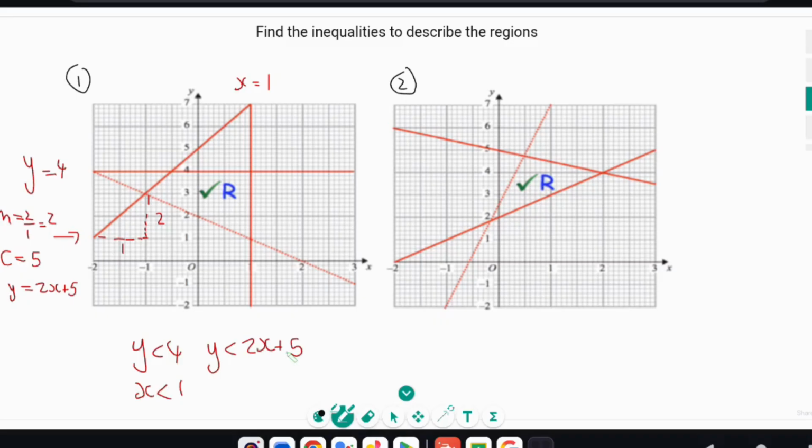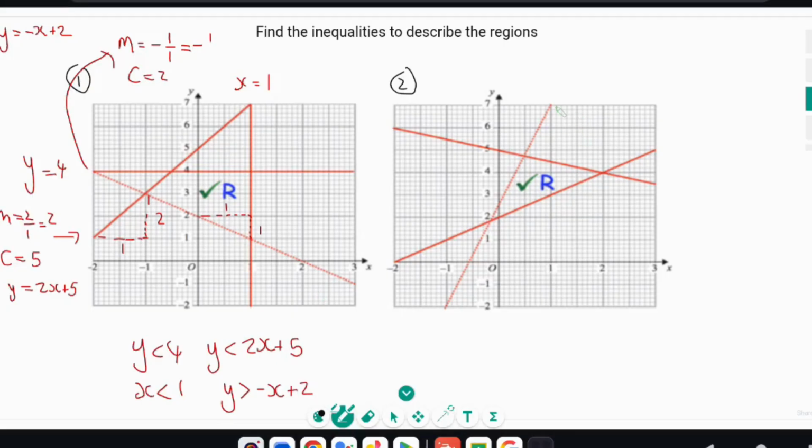And we have this line here. Let's get my gradient, negative, sloping downhill, 1, 1. 1 divided by 1 is 1, so my gradient is negative 1. My y-intercept is 2. So the equation of the line is y equals minus x plus 2. The shading is above the line, so y is bigger than minus x plus 2.